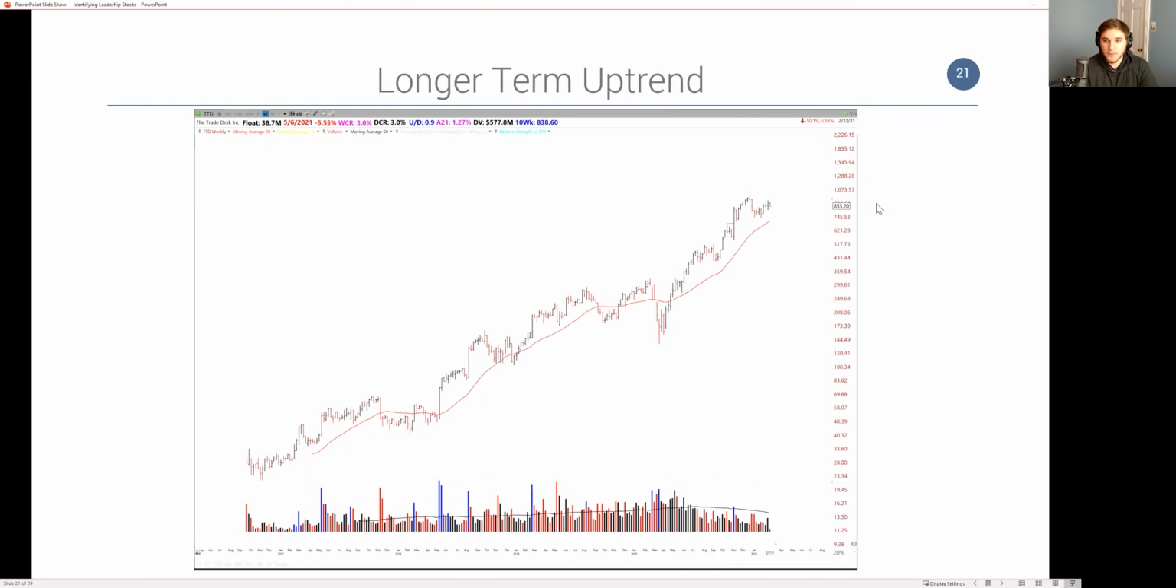First things first, when I'm looking for leadership stocks, I want to see that they're in a longer term uptrend. Here we're on a weekly chart of the Trade Desk, TTD, and since its IPO, this thing has been a monster stock. It's above a rising 30-week moving average, that's this red line here. So by definition, by Stan Weinstein's stage analysis, this stock is in a longer term uptrend. Then I look to buy short-term consolidations within the context of this longer term uptrend. This long-term uptrend basically means that net funds are accumulating the stock versus selling it.